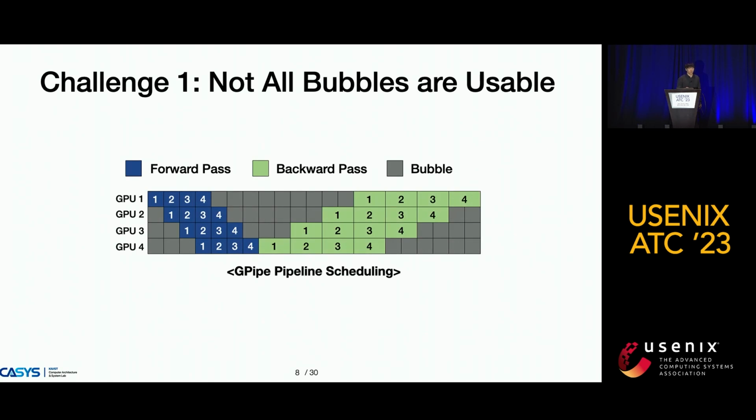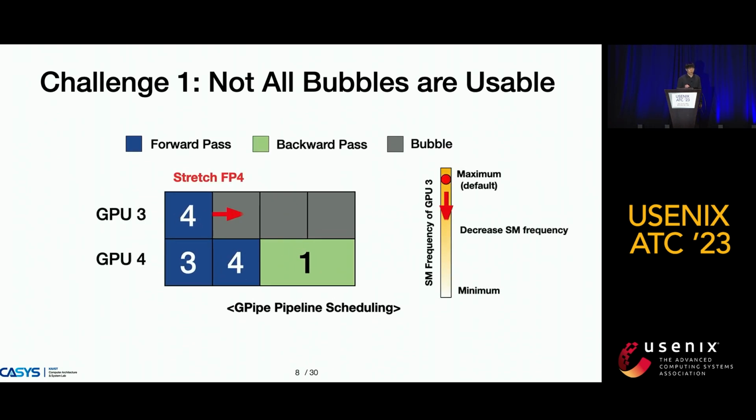However, there are some challenges. First, not all bubbles are usable. Let's consider another pipeline scheduling method, GPipe. Unlike the 1F1B scheduling method, GPipe does not alternately schedule the forward pass and the backward pass. It initially schedules all the forward passes and later schedules all the backward passes. What happens when we decrease the SM frequency of GPU 3?